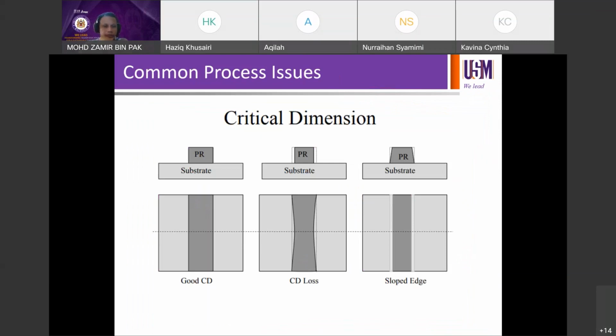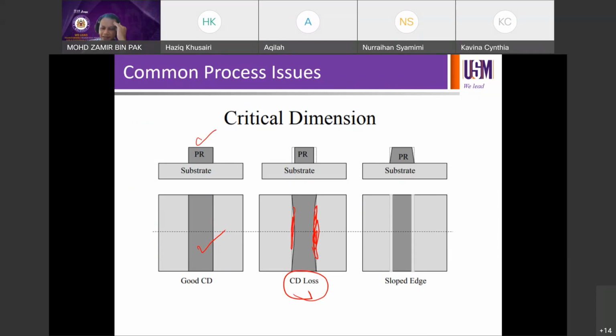Right, let's have a look. For a CD issue, if you have a good CD, then this is what you get. That's what is intended and that's what you obtain. On the other hand, if you have a CD loss, that may happen throughout the lines, the whole line loss, maknanya semua jadi lagi kecil, narrow. Or maybe you just have some loss in between, in the center. That's why I said the problem can come in many different phases. Dia boleh loss kat tengah, dia boleh loss kat tepi, dia boleh loss semua, ataupun dia boleh okay je, right?